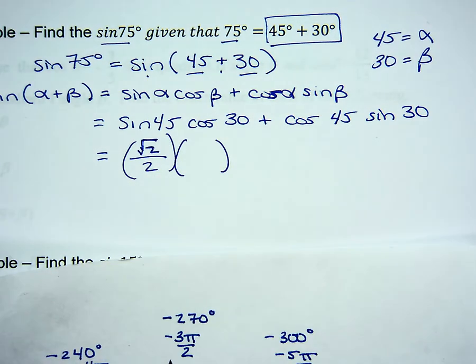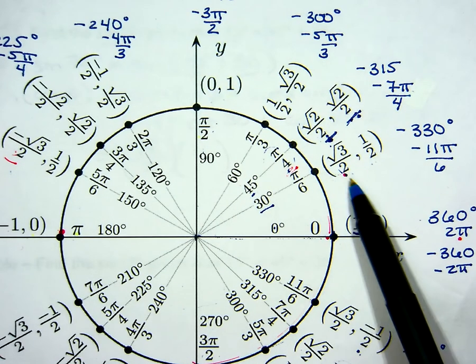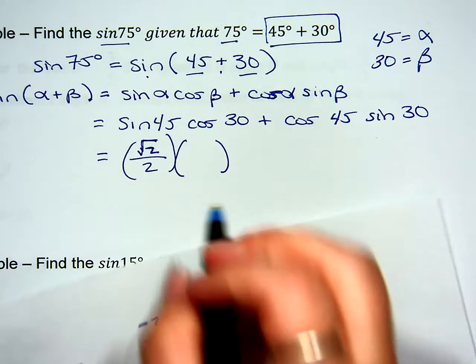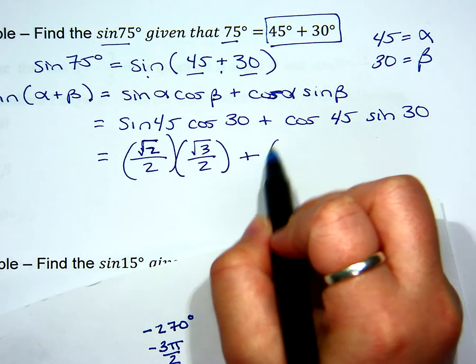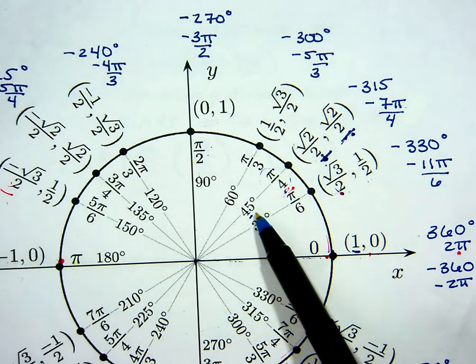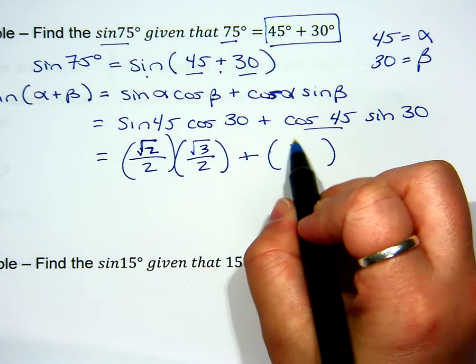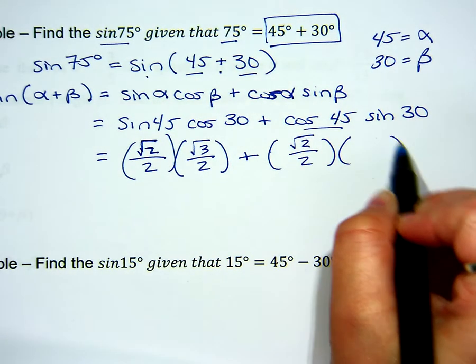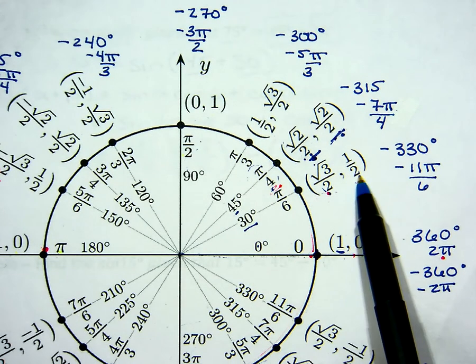I want to multiply that by the cosine of 30. Cosine is the x, so at 30 it's the square root of 3 over 2. Bring your plus symbol down. Next I want to go find cosine of 45 degrees. That's the x at 45 degrees, square root of 2 over 2. Next I want the sine of 30, which means I want the y coordinate at 30 degrees, 1/2.